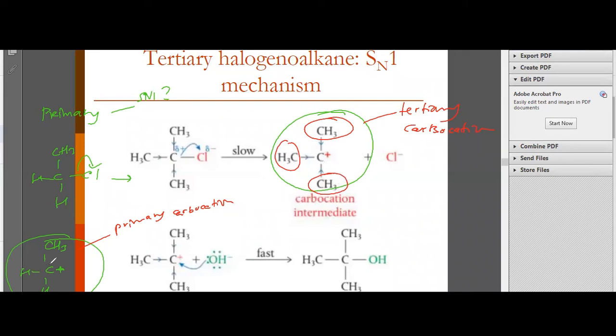But in primary carbocation, we just see 1 R group that tries to stabilize this C positive. So, the stabilization of primary carbocation is less compared to the tertiary. So that's why the primary halogenoalkane tends not to undergo SN1 mechanism, but SN2. Okay? Okay, understand?